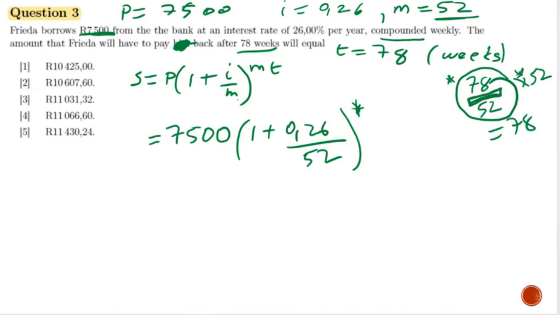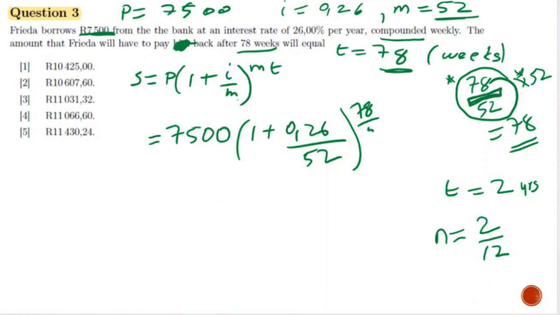78, correct. Yeah. So why have I raised that question is because most of the time we are given that T maybe is equal to 2 years. Okay, this is given in years, and most of the time, what we normally do, we write our N as equal to 2 over 12. If ever the thing is compounding, let's say it's compounding monthly. Okay, so it is easy for one to say, since I am given 78, I am going to have 78 over 52. Okay, and leave it like that.